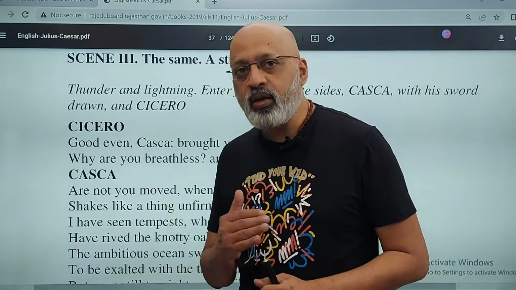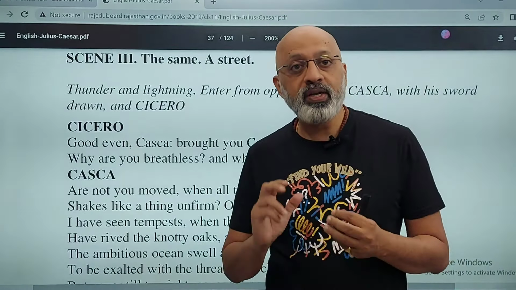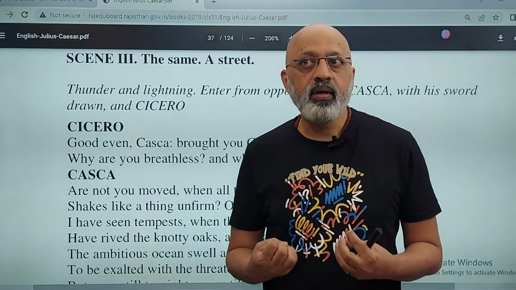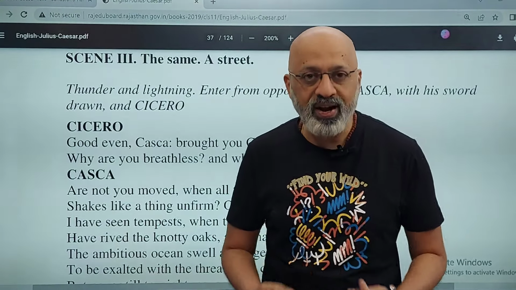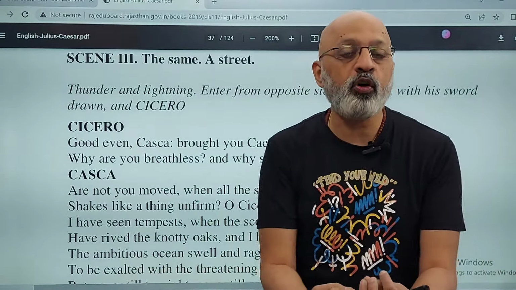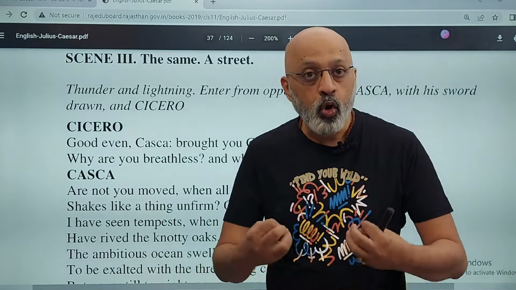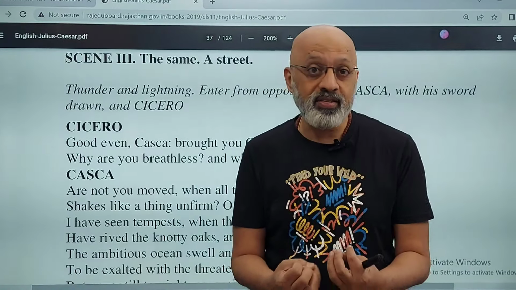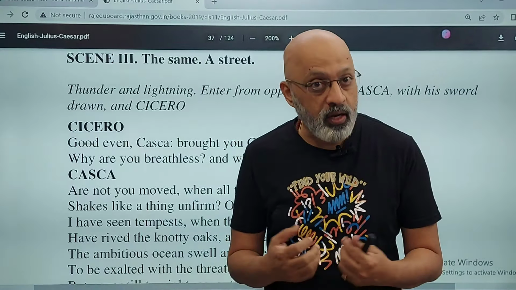So we've already seen what happened in scene 2, especially the part between Cassius and Brutus. Now Cassius is really the big manipulator as far as Julius Caesar is concerned. He's trying to enlist the support of many other senators, many other nobles in his plot to overthrow Julius Caesar, or at least to ensure that Julius Caesar does not become the most powerful man in Rome.